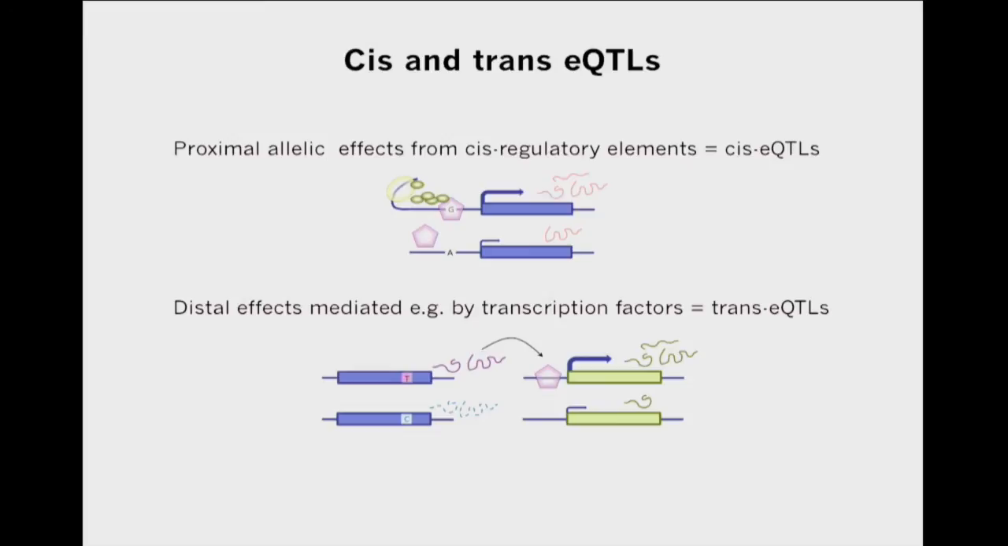But then there are also these distal effects, trans eQTLs, that can be mediated by all kinds of things, for example transcription factor effects, where they change something in the cell that has downstream consequences. For example, let's say this is a transcription factor gene that has a non-synonymous variant that changes the function of the transcription factor. So these would be two different individuals, sorry, that's not terribly clear, but basically individuals carrying the T allele would have more of the functional transcription factor that would then lead to an eQTL signal in the downstream gene. So you would find an eQTL between this variant here and a gene completely elsewhere in the genome. Yeah, exactly.